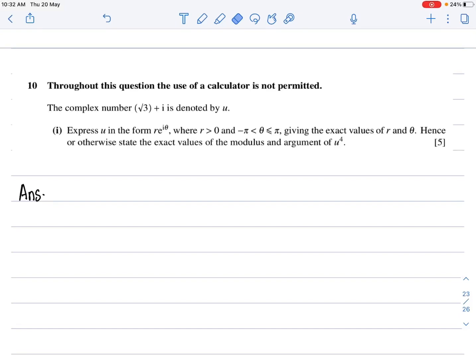This is the 10th question of the paper. As you can see, they have told us that u is denoted by root 3 plus i. So we need to express u in the r into e raised to i theta form.